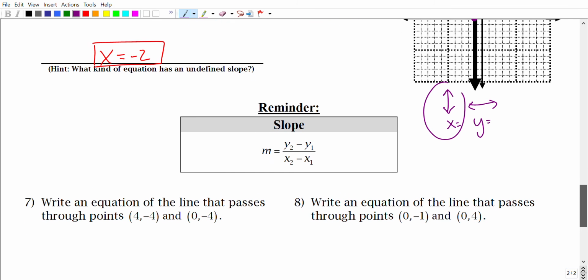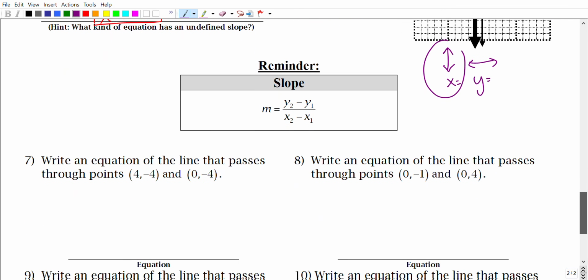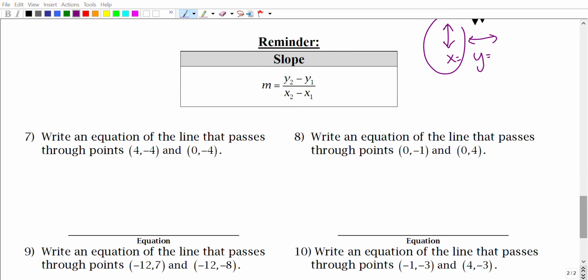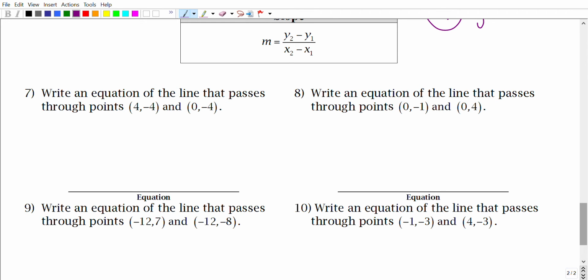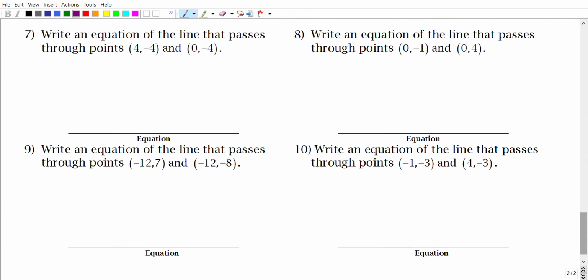So I think that is it for those types of problems, guys. I think what we want to do for the next few is to go ahead and incorporate a little bit more of what we've learned in the past with the stuff that we just learned. So let's see if we can figure out the next few problems out. I'm going to try out 7 and 8 with you guys, and then you guys will try 9 and 10. So, number 7 says, write an equation of the line that passes through the points 4, -4, and 0, -4.